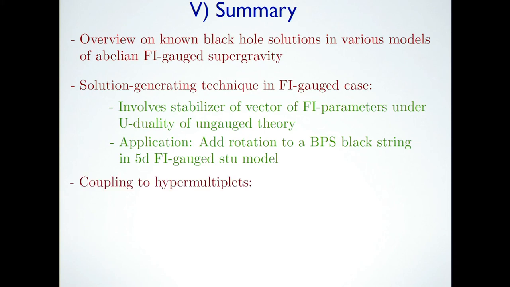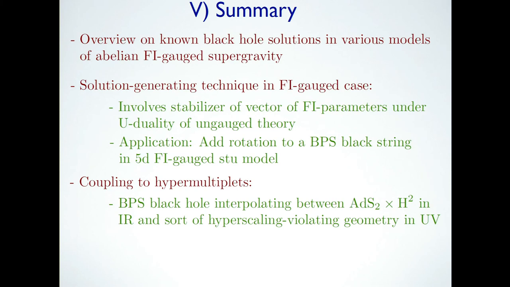And in the last part, we considered the coupling to hypermultiplets and we saw that one can construct a BPS black hole that interpolates between AdS2 cross H2 in the IR and a sort of hyperscaling violating geometry in the UV. And it would be interesting to extend this to include also magnetic gauging, to see if one can construct analytically the solution for which a microstate computation was done.